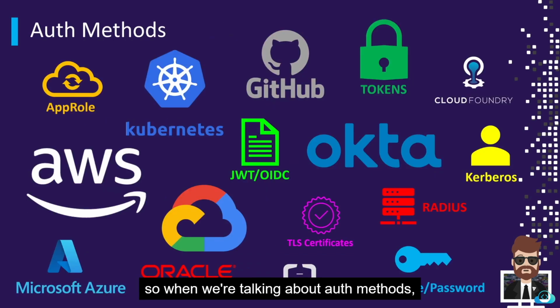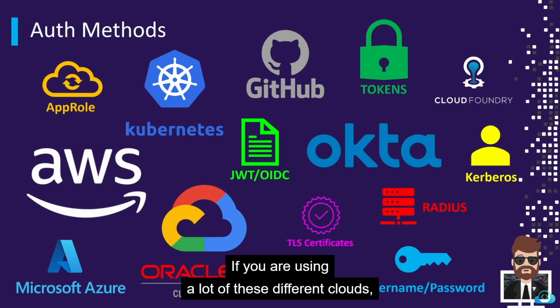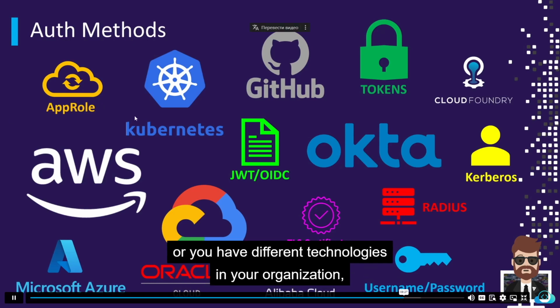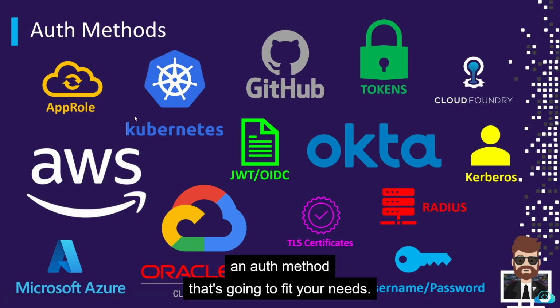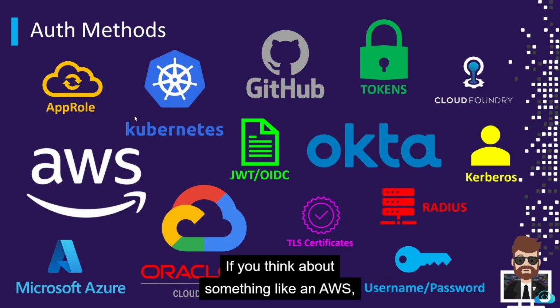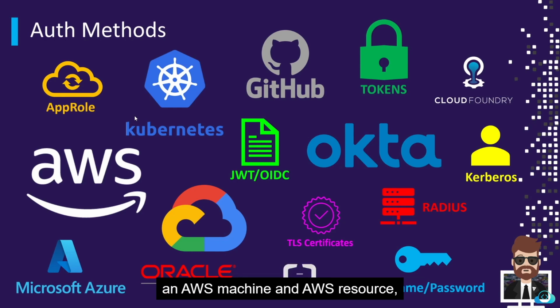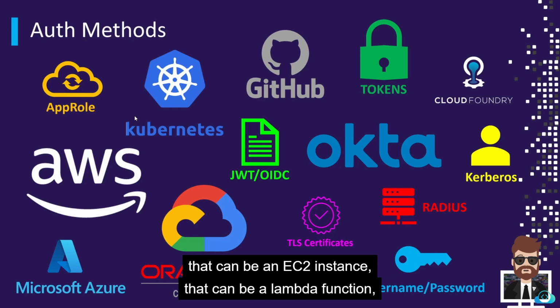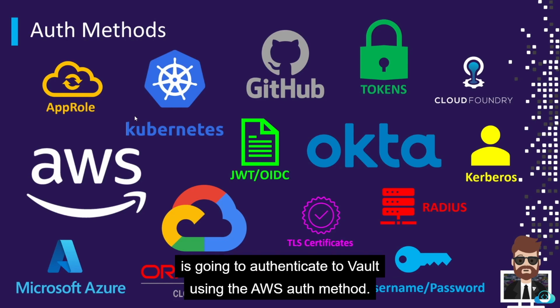All right, so when we're talking about auth methods, there's a lot of different auth methods. So if you are using a lot of these different clouds or you have different technologies in your organization, most likely there's going to be an auth method that's going to fit your needs. And keep in mind that some of these auth methods are really geared towards human use, and some of these auth methods are geared towards machine to machine use. So if you think about something like AWS, that's generally going to be an AWS machine, an AWS resource that can be an EC2 instance, that can be a Lambda function, something like that. That machine is going to authenticate to Vault using the AWS auth method.